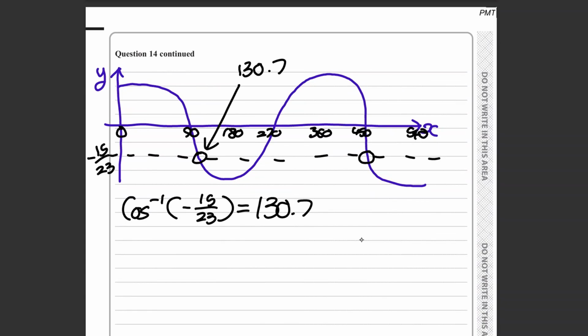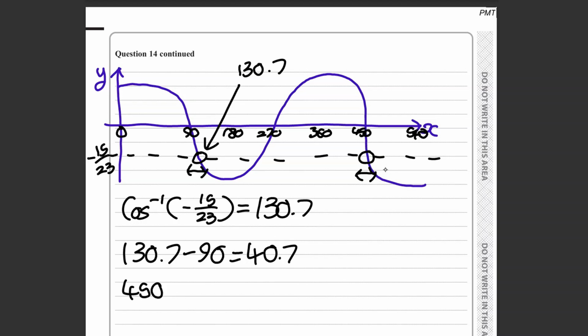What I mean by that is the distance between this solution, which is 130.7, and 90 degrees is going to be 130.7 minus 90, which if you put into your calculator is equal to 40.7. This is also going to be the same distance between 450 degrees and this point here. So this point here is going to be 450 plus this 40.7 difference, which if you put into a calculator is equal to 490.7.